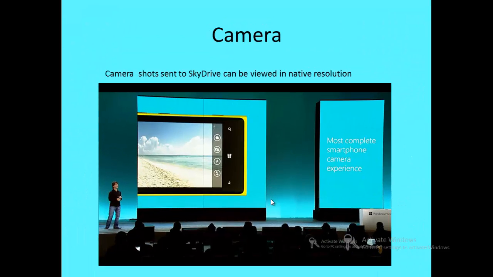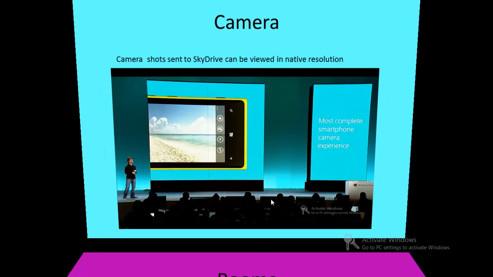And they talked about the camera shots can be sent to SkyDrive and viewed in native resolution. So whatever resolution your camera takes photos in, it'll show it in the same resolution on your computer or whatever device you're viewing it on. It won't be compressed and shown in some lower resolution because that device can't handle it.